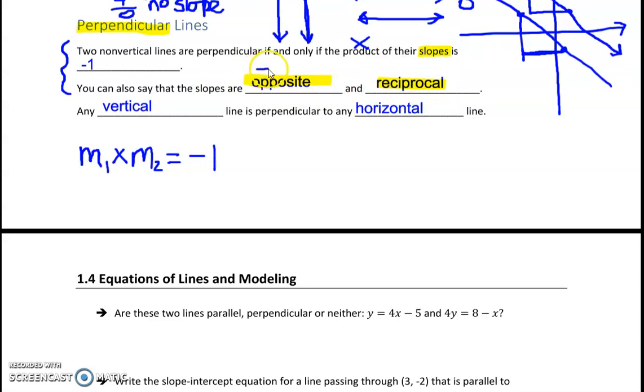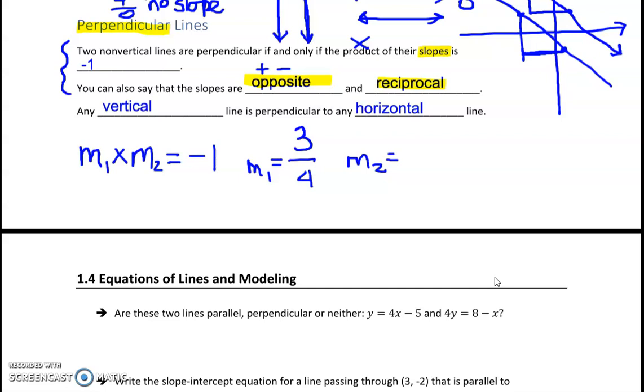Opposite means if one of them is positive, the other one is negative. Reciprocal means that if you write the first one as a fraction, you're going to flip it upside down, make the numerator the denominator and the denominator the numerator, flip it upside down, and then that is the reciprocal. So if our first slope is, let's just say 3/4. Let's say we have a line whose slope is 3/4. So we'll call that m1. What would be the slope of a line that is perpendicular to that? So I want you to pause the video and I want you to write down the opposite reciprocal of 3/4.